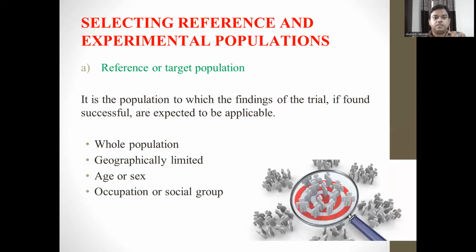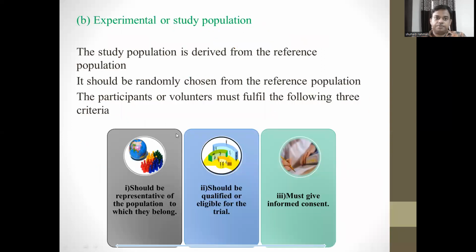After that, your next step is to select the reference and experimental population. The reference population is also called the target population. It's the population to which the findings of the trial, if found successful, are expected to be applicable. It can be a whole population, geographically limited, ethnicity, sex, occupation, or social groups. An experimental or study population is a study population derived from the reference population. It should be randomly chosen from the reference population, and the participants are analyzed by the following 3 criteria. This experimental population should fulfill these criteria, then only they are eligible for the study.